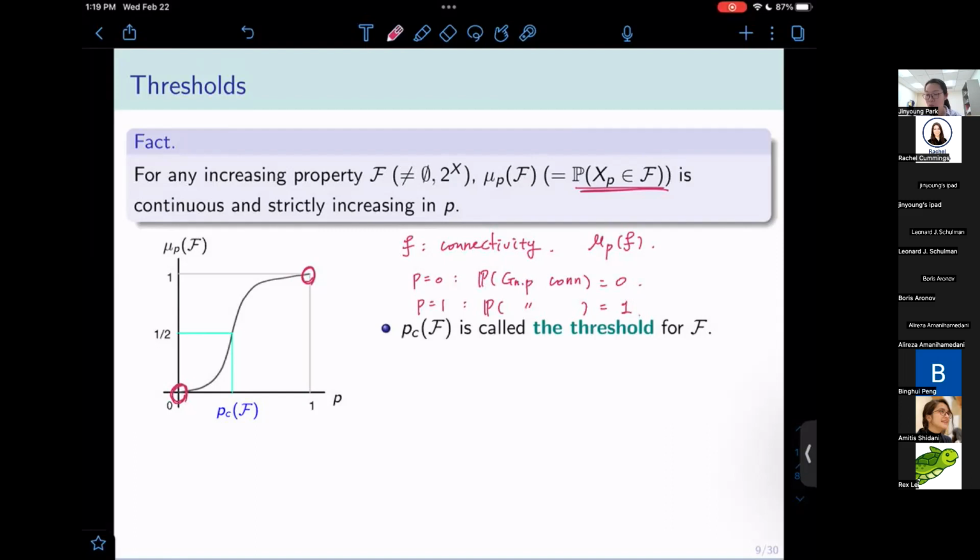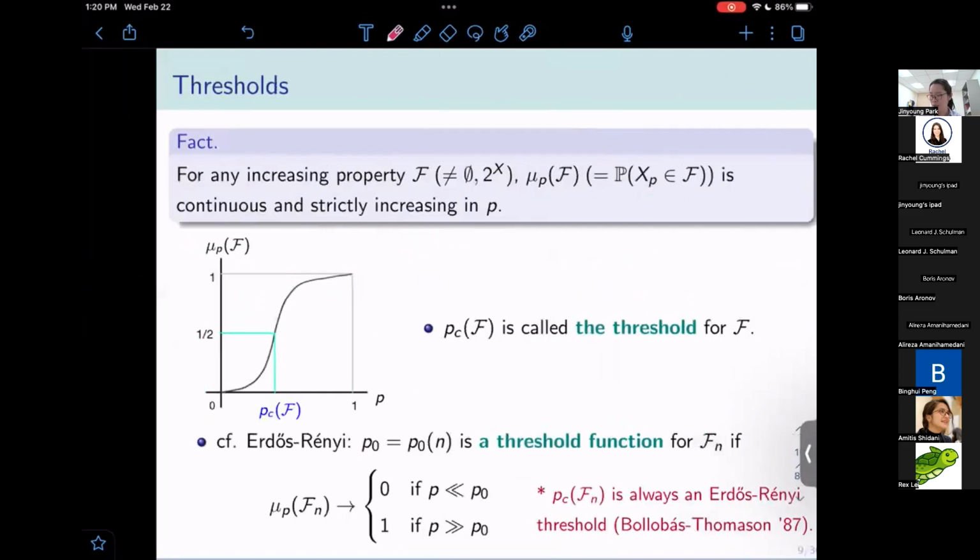Once we admit this fact, because this function is continuous and strictly increasing in p, we know that there must exist something called p_c(F), for which μ_p(F) is precisely 1/2. And this p_c(F) is called the threshold for the given increasing property F. Simply speaking, if we are below this threshold, then μ_p(F) is small, so it's unlikely that X_p satisfies the given increasing property F. On the other hand, if we are above the threshold, then μ_p(F) is close to 1, so it's more likely that our random variable X_p satisfies the given increasing property F. So this p_c(F) really means where the phase transition happens for the given increasing property F.